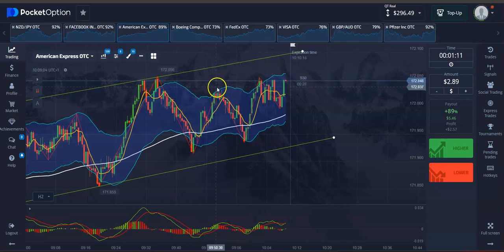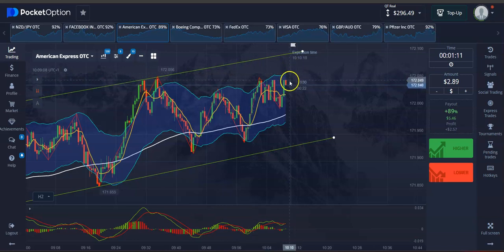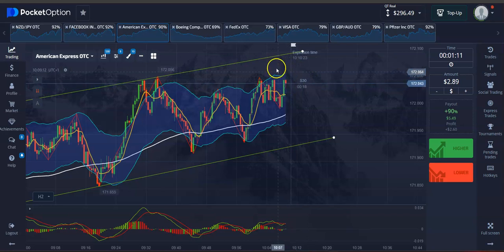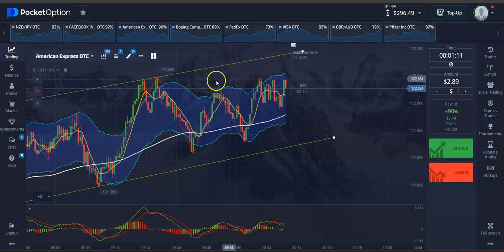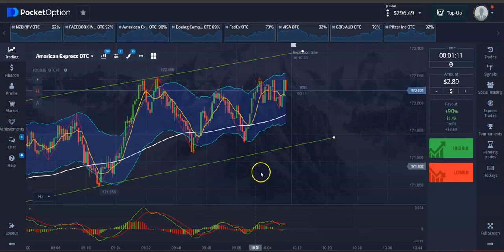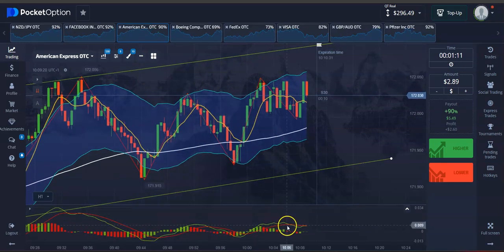But has this one right here failed to achieve that? This one failed to achieve that. I don't think this one will get that either. Okay, so that's why I just didn't place any trade, because these previous two highs didn't reach the target. Okay, and as you can see right here on the MACD, the signal is getting weaker.